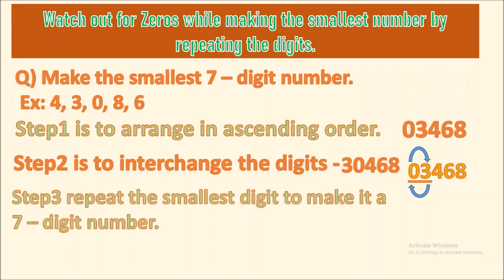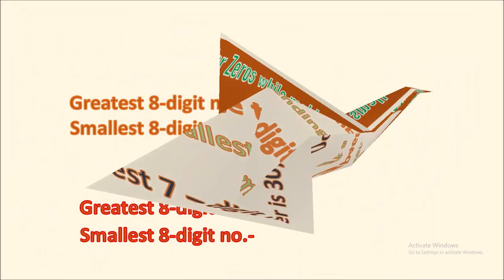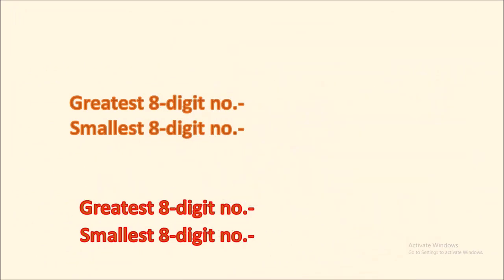So which digit are we going to repeat? The smallest digit. So the smallest digit is 0, so we will be repeating 0 here. So that will become 30,04,68 as the answer. Let's go for the next question.